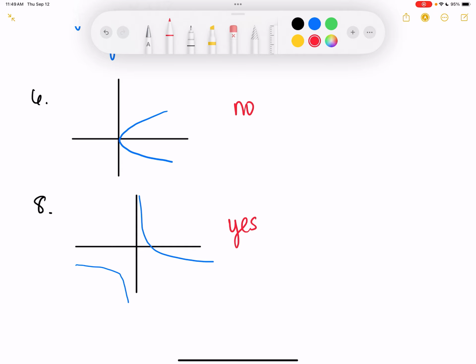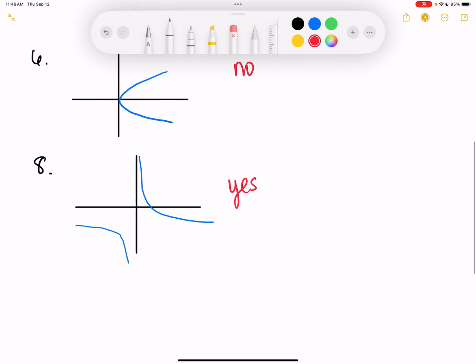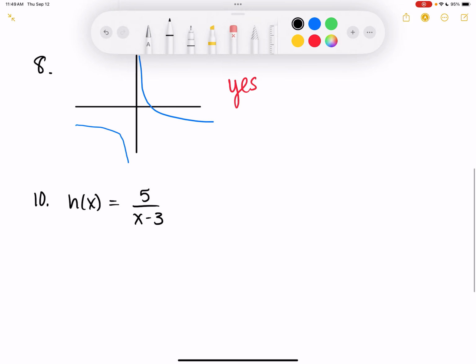All right. These problems say find the domain of the function algebraically, support graphically. I do not care about the graphically part. We're just doing the algebraically part. So 10, h of x equals 5 over x minus 3. So I want to find the domain. How do I know where the domain of a function is? It's the x values, but I need to find if there's any problems, right?